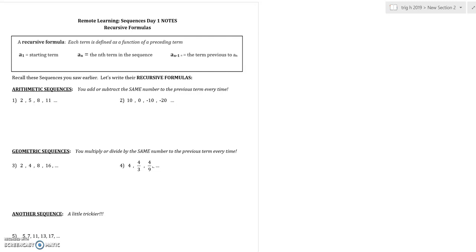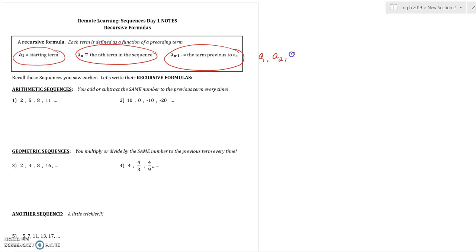As far as notation goes, the first term we could call a sub 1, and some particular term in the sequence we would call a sub n. Then a sub n minus 1 would be the term right before it. Say you had the first term, the second term, a third term, and then way out here some term we'll call the nth term. The term before it would be the n minus 1th term. The term after it would be the n plus 1th term, and it goes like that. So if I said n is 8, that would be the 8th term in the sequence.